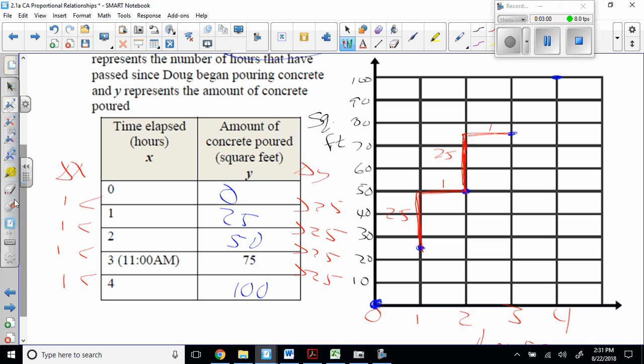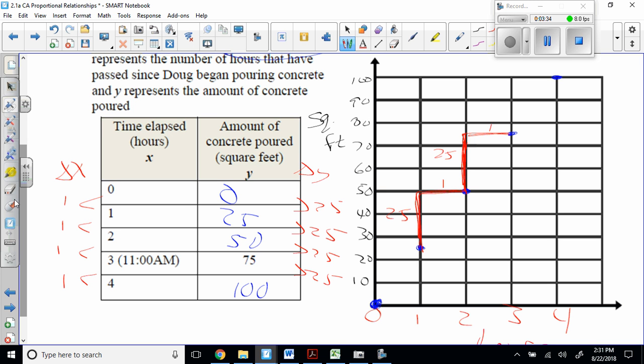So when I go from 0 to 1, I'm moving 1 spot. When I go from 1 to 2, I'm moving 1 spot. 2 to 3, I'm moving 1 spot. 3 to 4, I'm moving 1 spot. Good. It's constant down the X side, would you say? All right, let's look at the Y. I have a change in Y. 0 to 25 is how much change? 25. 25 to 50 is how much change? 50 to 75 is how much change? Good. 25. 75 to 100 is how much? So your change in Y is also constant.